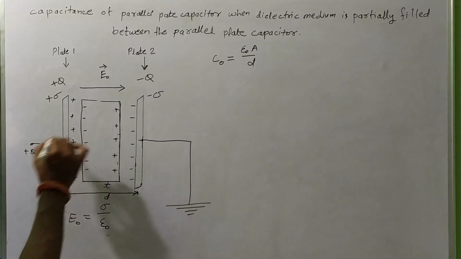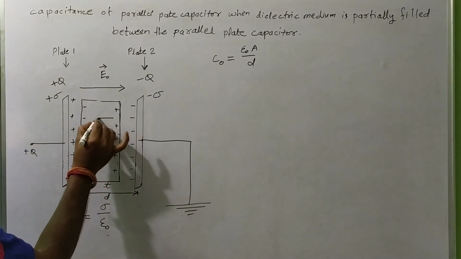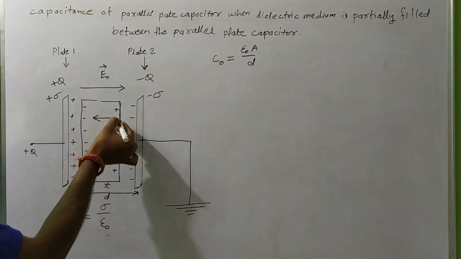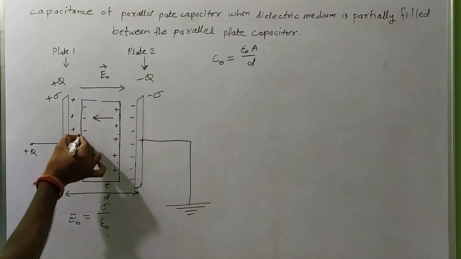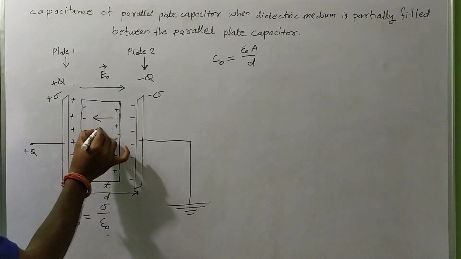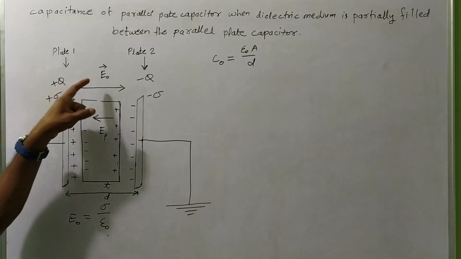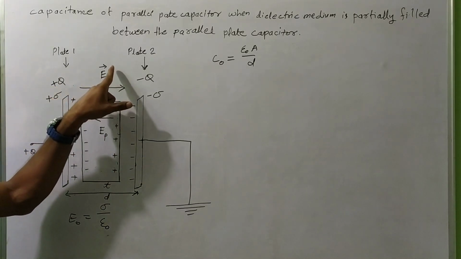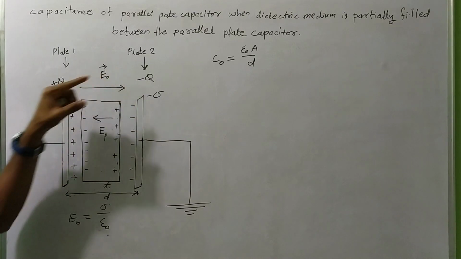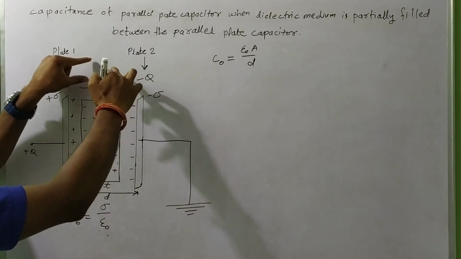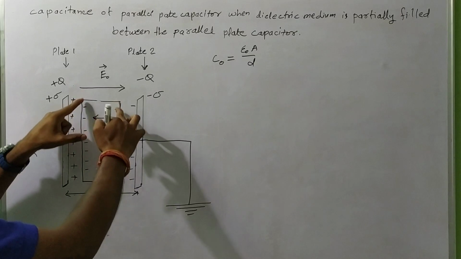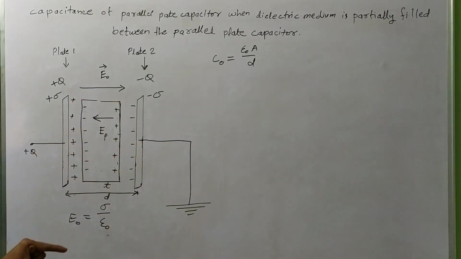The direction of this induced electric field will be from the positive phase to the negative phase, and the direction of this induced electric field is opposite to the direction of this electric field. This electric field is the external electric field for this dielectric material.